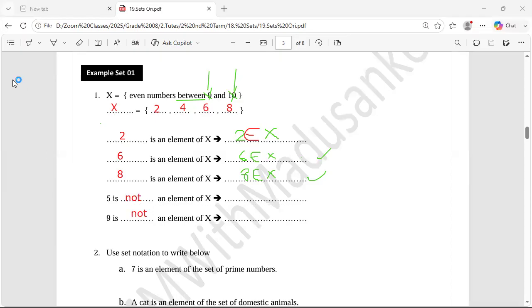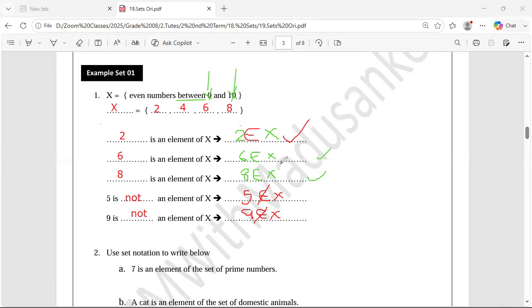So how are you going to provide it as the answer? 5, then cut down an x. 5 is not an element of x. Then 9 is not an element of x. Right? 9 is not an element of x. So this is how you are going to represent it.